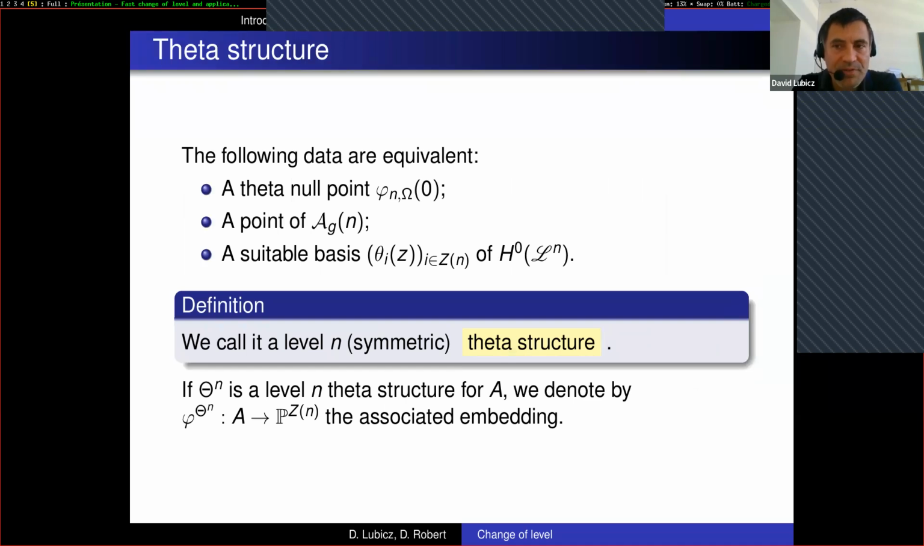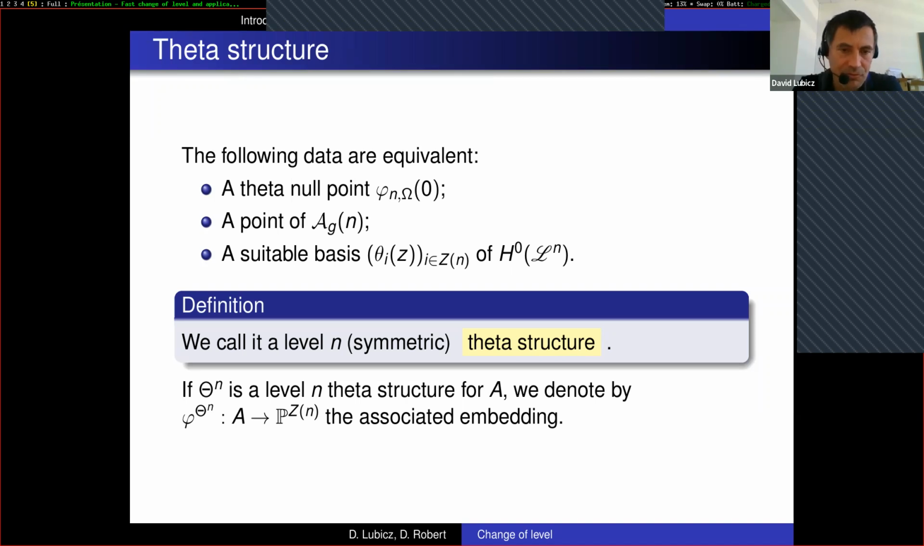So from what I said previously, we obtained that the following data are equivalent. The data of a theta null point, the data of a point of the moduli space A_{g,n}, and it can be shown that this is equivalent to the knowledge of a suitable basis of a very ample line bundle on A. And we call, after Mumford, this equivalent data a level n symmetric theta structure. So if Θ_n is the level n symmetric theta structure on A, we denote by φ_{Θ_n} the associated projective embedding.